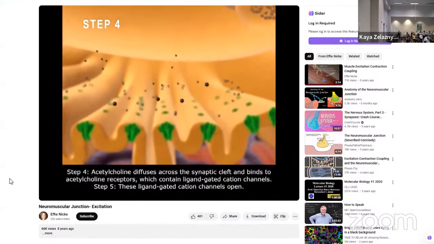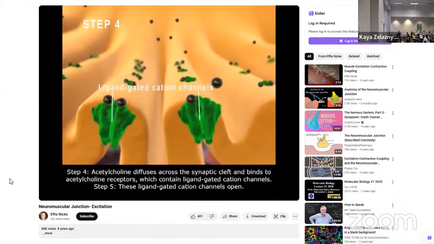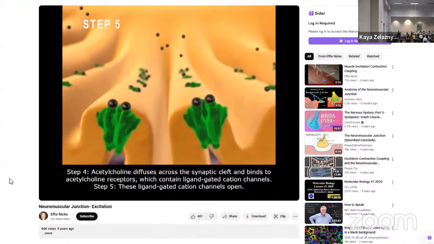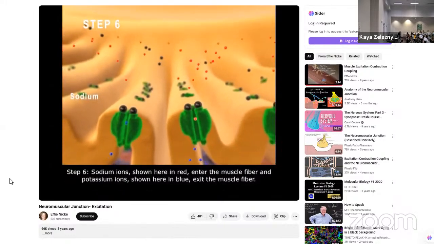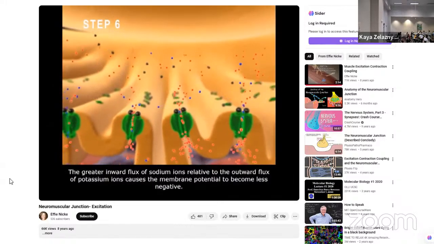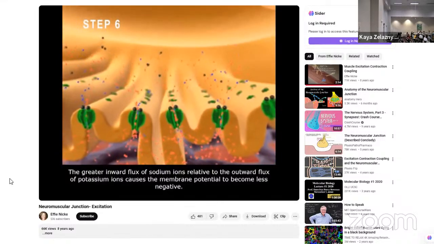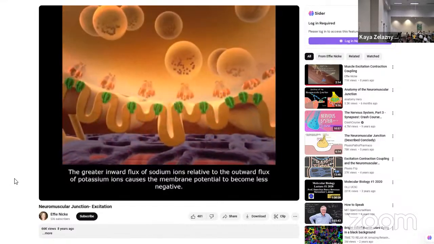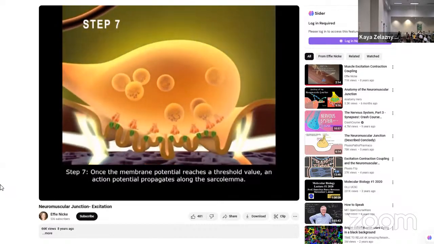Acetylcholine diffuses across the synaptic cleft and binds to acetylcholine receptors, which contain ligand-gated cation channels. Step 5. These ligand-gated cation channels open. Step 6. Sodium ions, shown here in red, enter the muscle fiber, and potassium ions, shown here in blue, exit the muscle fiber. The greater inward flux of sodium ions relative to the outward flux of potassium ions causes the membrane potential to become less negative. Step 7. Once the membrane potential reaches a threshold value, an action potential propagates along the sarcolemma.